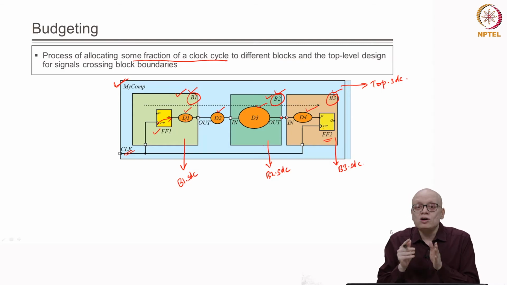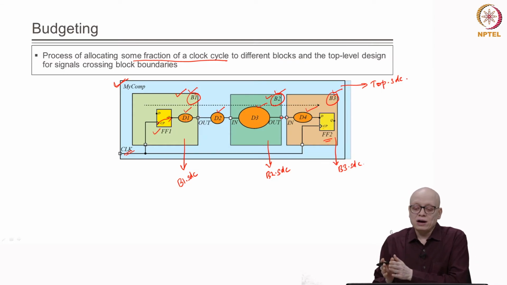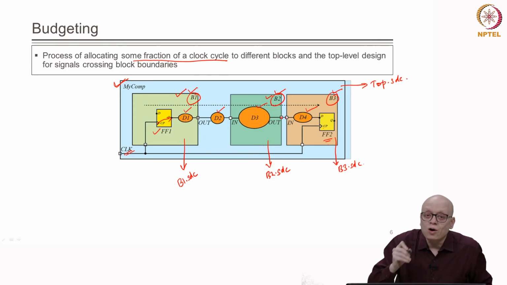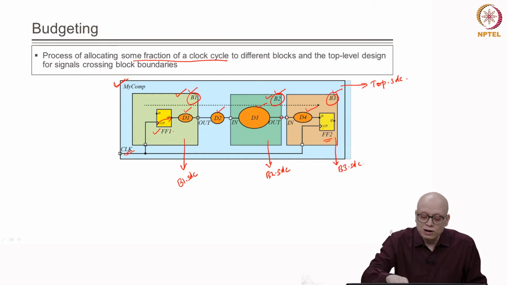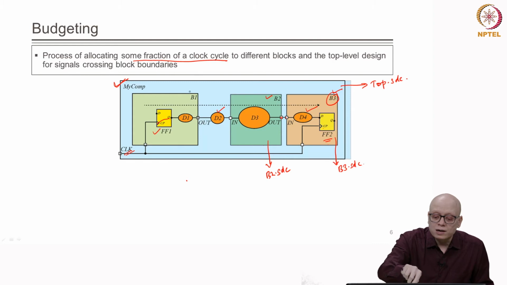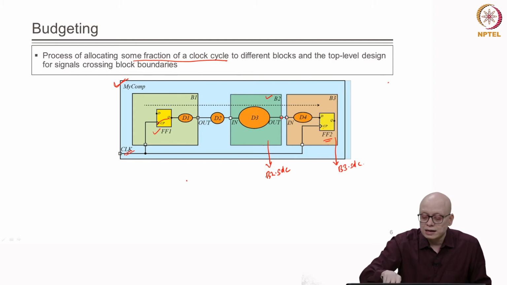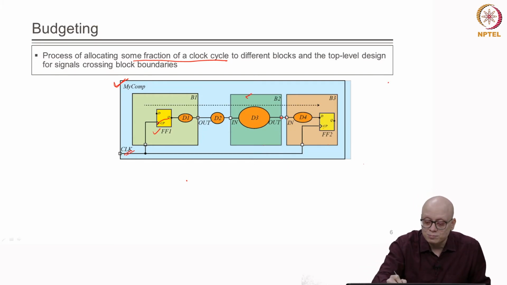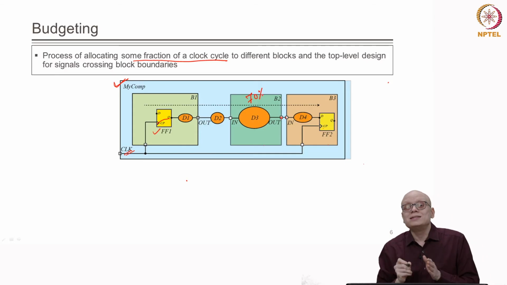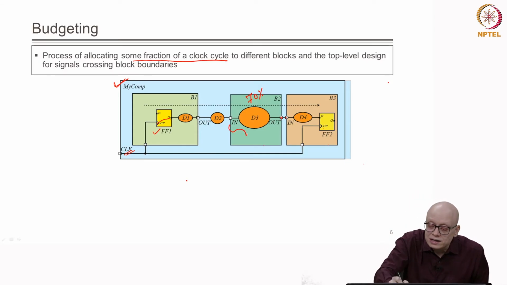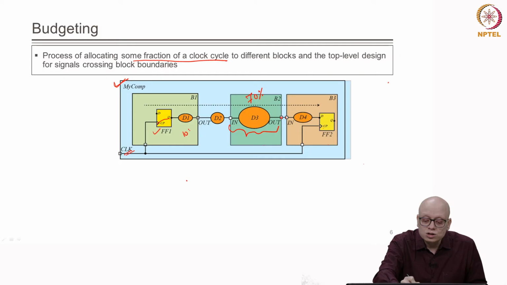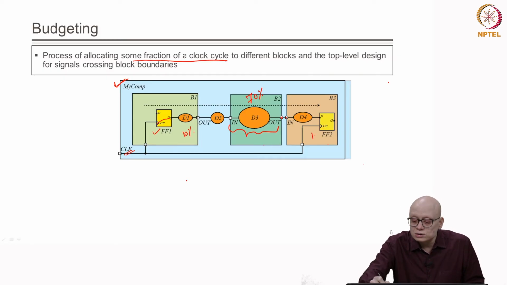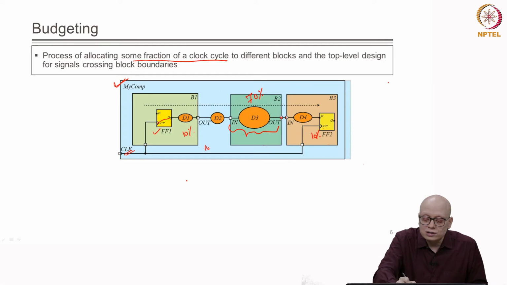And therefore, depending on how much delay we expect to be in each of the blocks, B1, B2, B3, we will allocate some fraction of the clock cycle. For example, if we assume that most of the computation for this path is being done in block B2, say 70% of the delay we expect to be in this part, then we will write our SDC file such that we allocate 70% of the clock cycle to B2, and maybe say 10% to B1 and 10% to B3 and 10% for the top level.